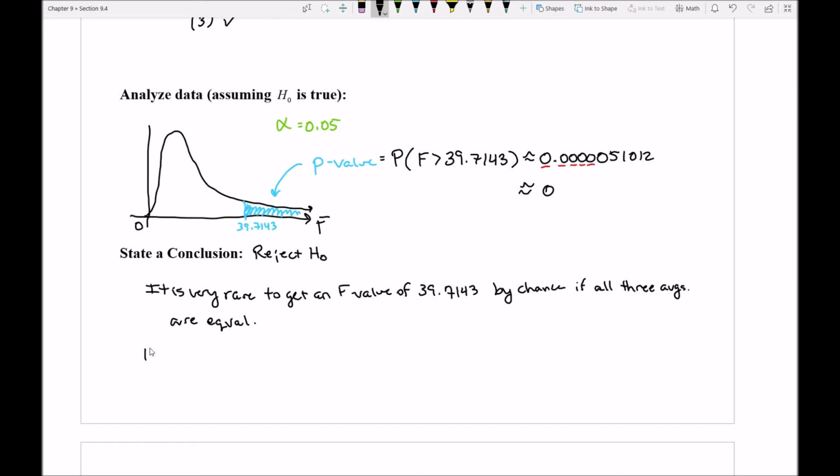And so then the second part of my conclusion here would be, therefore, we have enough evidence to believe that at least one of these averages is different from the others.